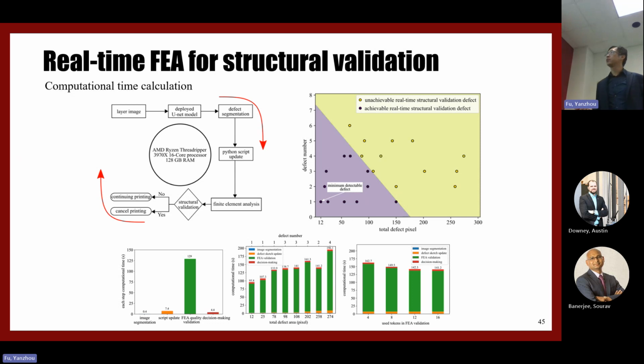In order to figure out the impact of the number of tokens in the validation process, we use different numbers of tokens to find out the time consumption here. You can notice that from 4 tokens increased to 12 tokens, it will save almost 20 seconds. But after that, if you increase the tokens from 12 to 16, the acceleration is not obvious.